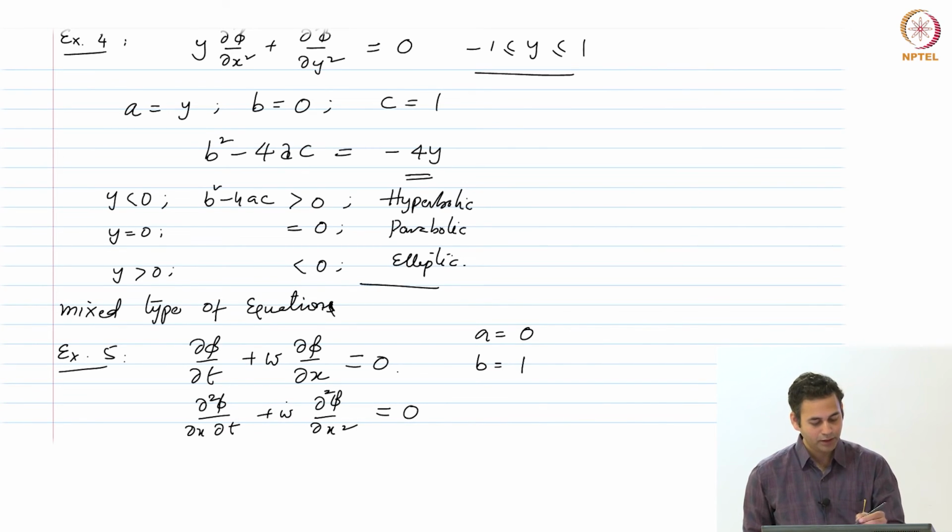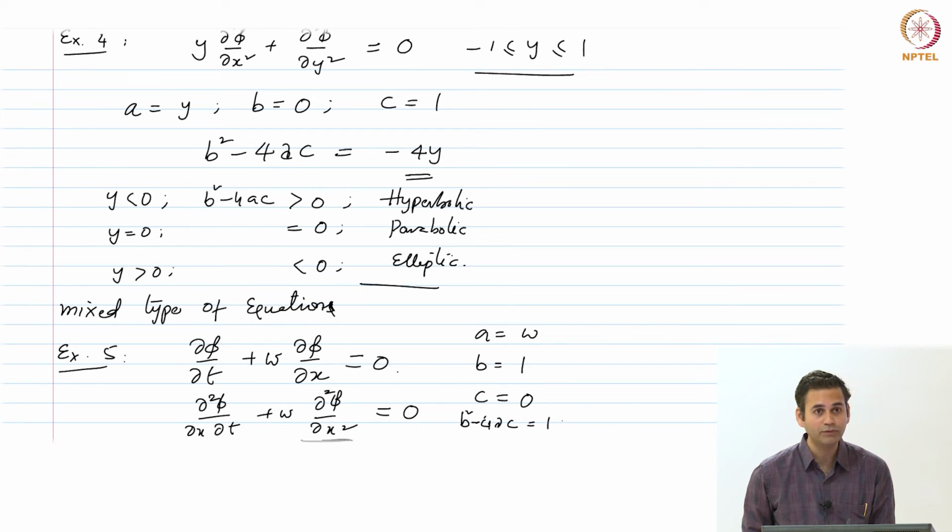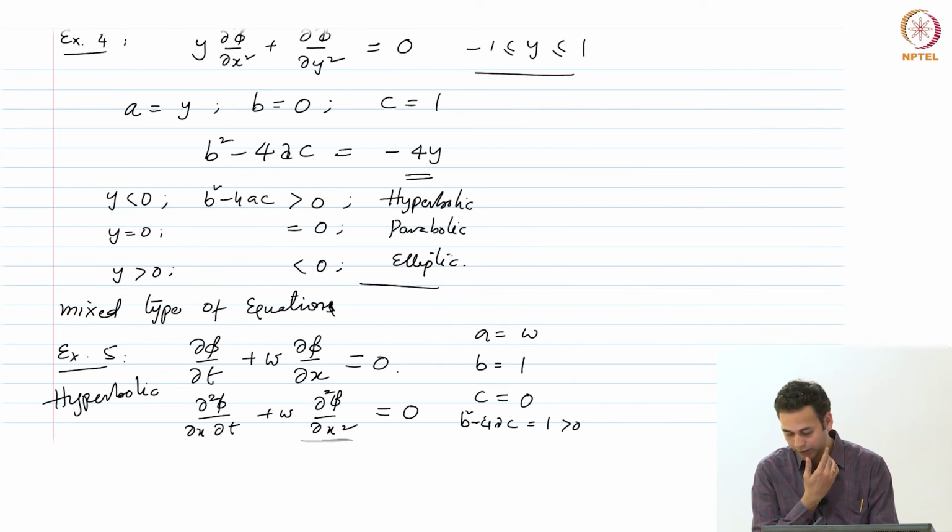So, what would be a? You want to call it as w, right, because we said this term is the first term. And then b equals 1, c equals 0. What would be b square minus 4ac? It is 1, which is greater than 0. What type of equation is this? Hyperbolic, okay.